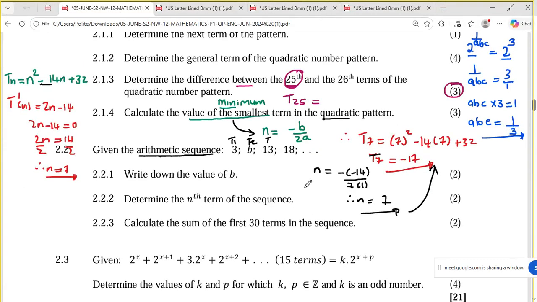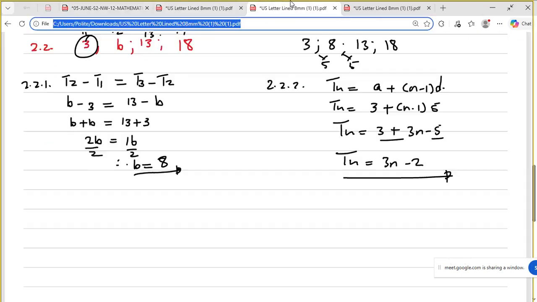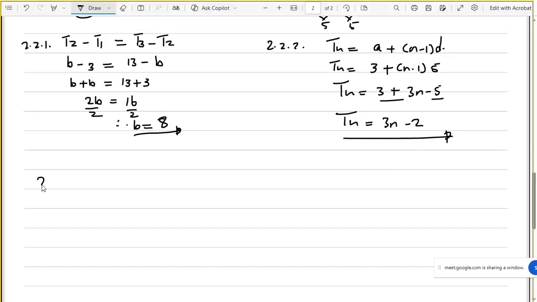The next question says, calculate the sum of the first 30 terms in the sequence for 2 marks. When they want the sum for 2.2.3, that's an easy one because you just go at the back of your question paper and find the sum formula. I think it's n over 2 into 2a plus n minus 1 times d, close the bracket. So this is the formula for the sum of an arithmetic sequence. If this is arithmetic, that is the sum to use.